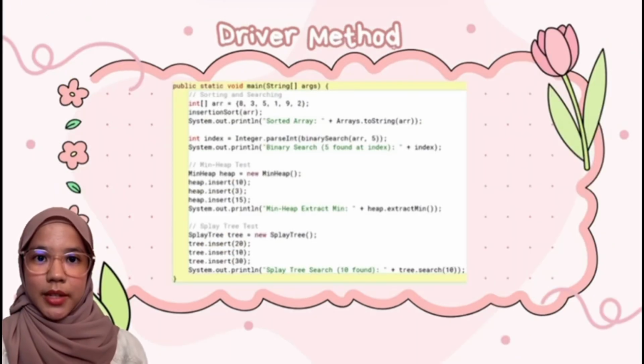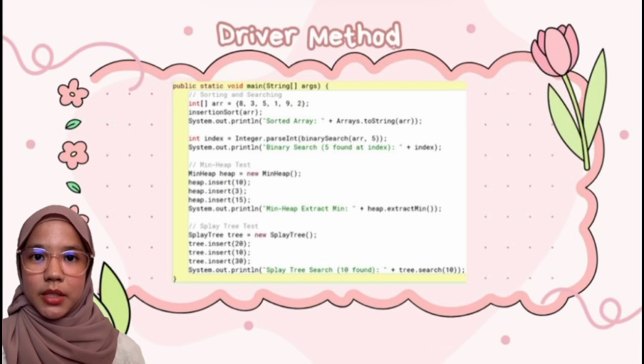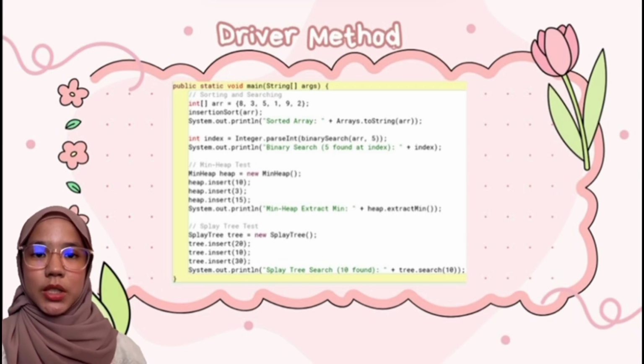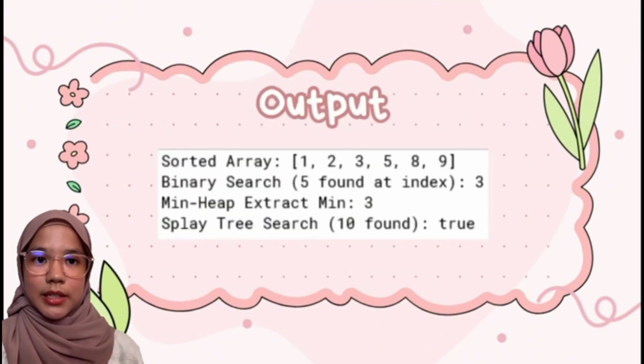The driver method tests all parts of the program. It sorts a sample array, searches for a number, extracts the smallest value from the min heap, and searches in the split tree. Its purpose is to show that all functions work correctly. And lastly, this is the output from my program.